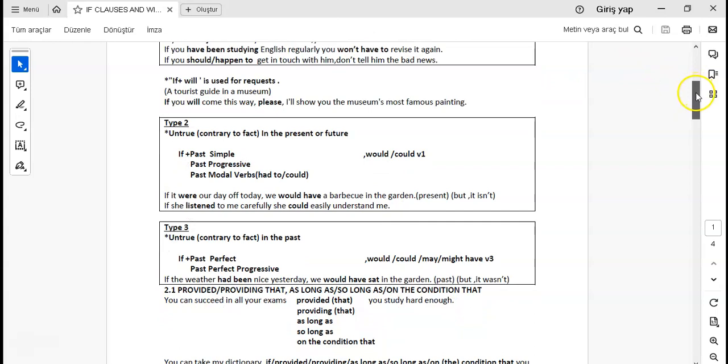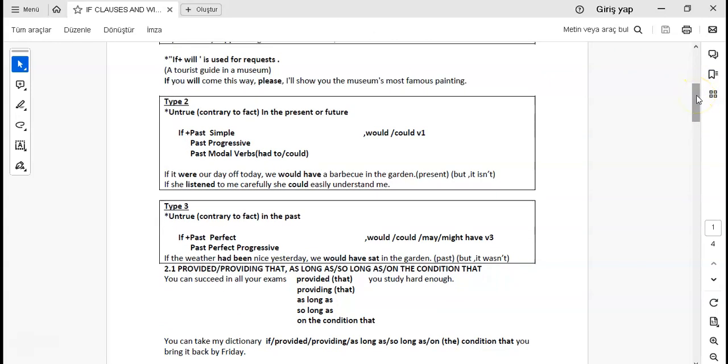What about type 2? In type 2, it's about the present part. You're talking about the untrue, incorrect, contrary to the fact, or imaginary situations about the present or future. And so, if you're imagining something, that means you use the past tenses like the past simple, past progressive, and past modal verbs. In the main clause, you use would or could. What's the difference between the two?